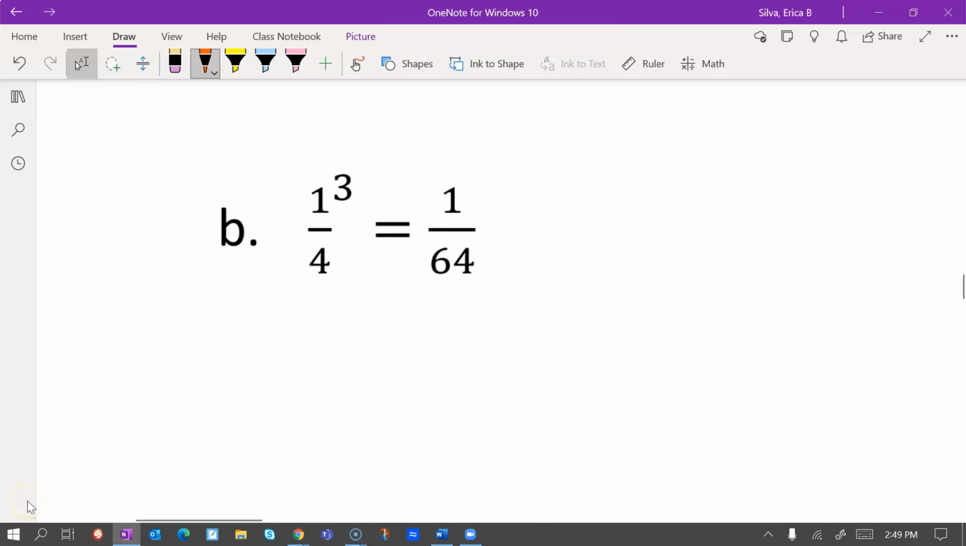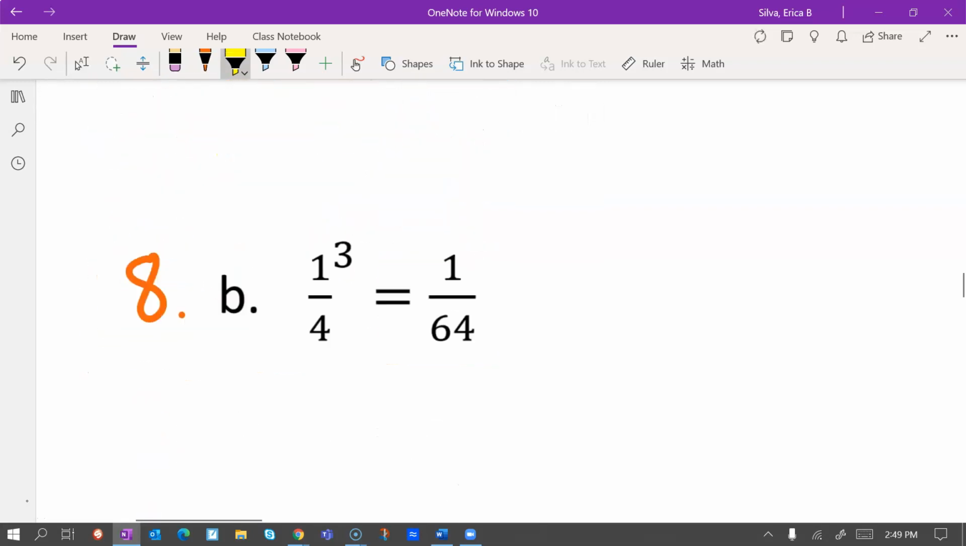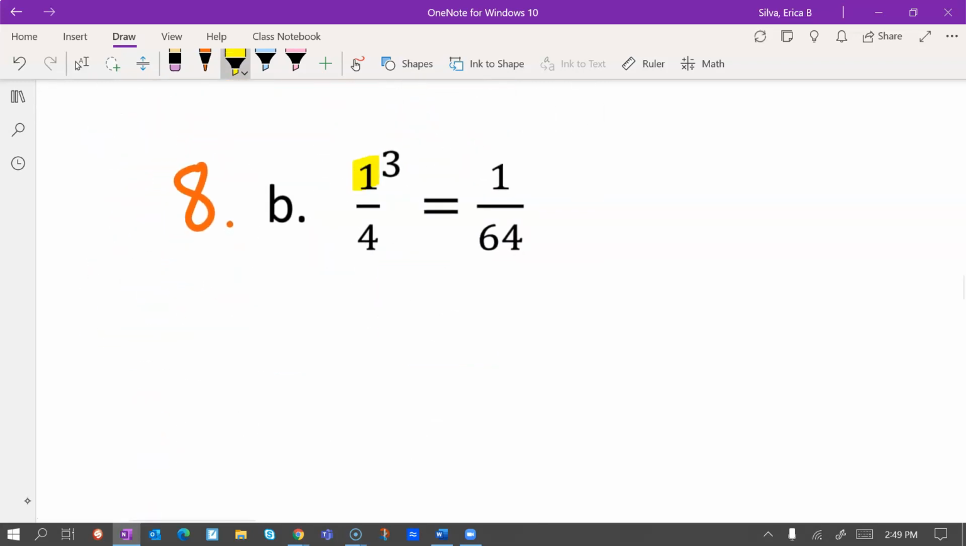All right, so for this one, this is number 8B. And for this one, it's the same thing as the previous one. We find out which one our base is. So this is our base because this is what's being put to the third power. So we're going to do the log of base 1/4.